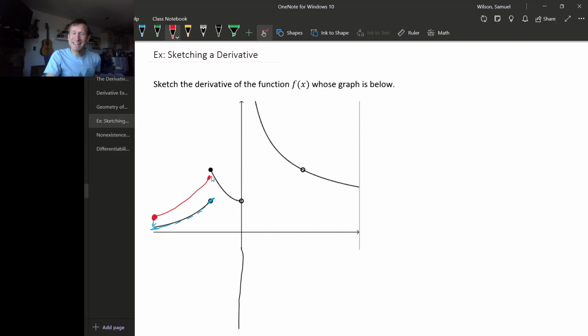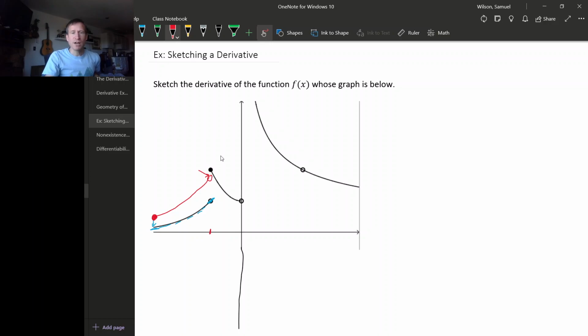Now, at this x value right here, there's a jump in the graph, and it's hard to know what that is going to do to the derivative. So let's just leave a hole in this graph. Later we'll come back to the question of what happens at a discontinuity like this.